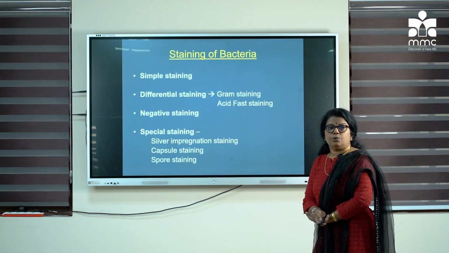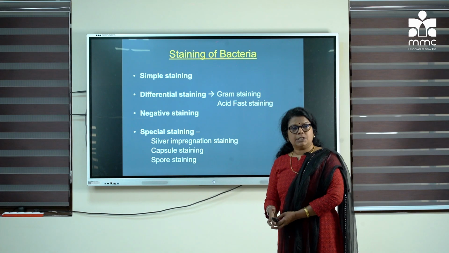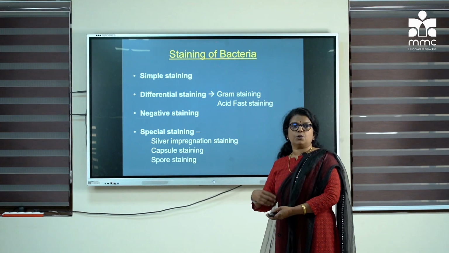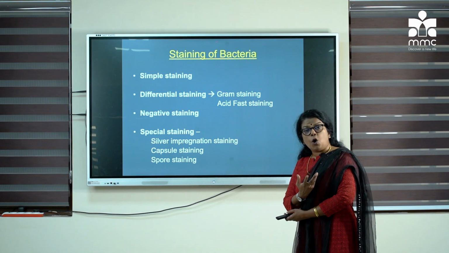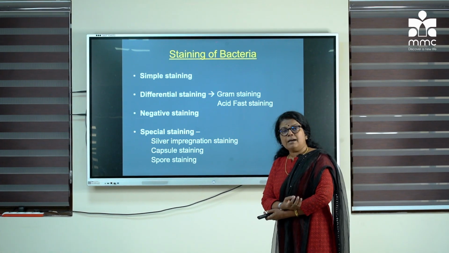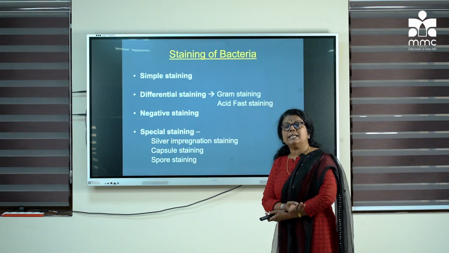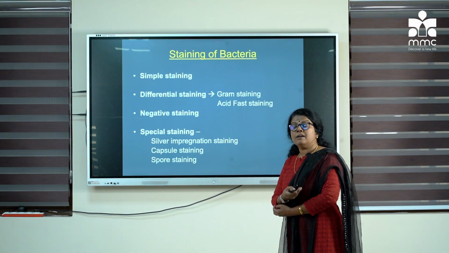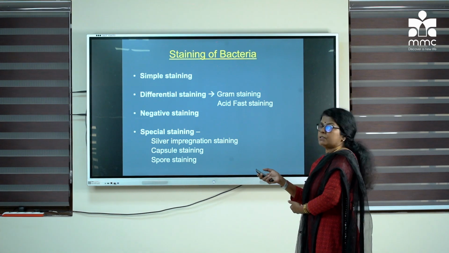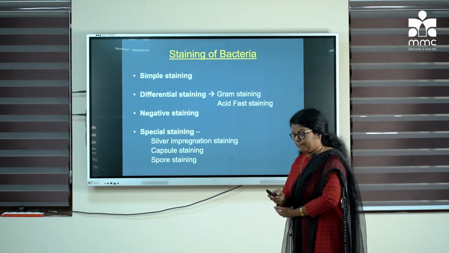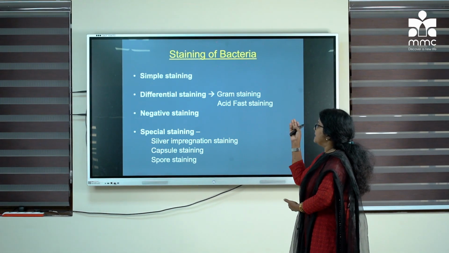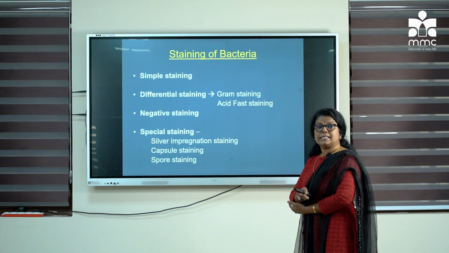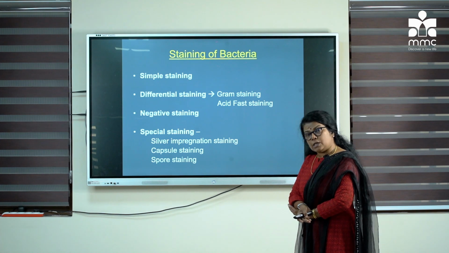Since these bacteria are too small, you have to depend on the microscope, and even under the microscope it is very difficult to observe the bacteria. So we again have to depend on various staining techniques. These staining techniques enhance the visibility of bacteria. There are many different types of staining methods: simple staining, differential staining, negative staining, as well as certain special staining techniques.